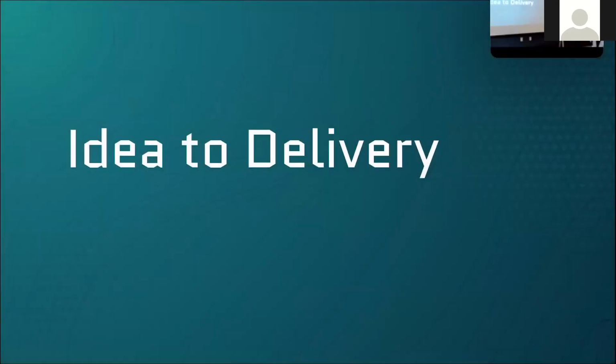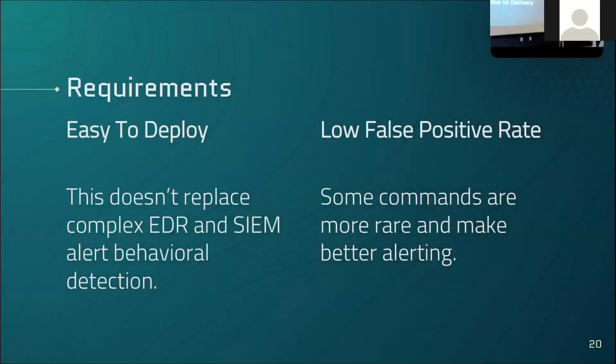So how do we go from "I have this cool idea" to actually something people are going to use to detect adversary behaviors? We have two requirements. Our minimum bar is it has to be easy to deploy and low false positive. If it doesn't hit those two outcomes, it's not interesting to us. That's just our philosophy for Canarytokens. We don't think people will use it unless it's easy to use, and if it creates a ton of noise, people aren't going to use that either.